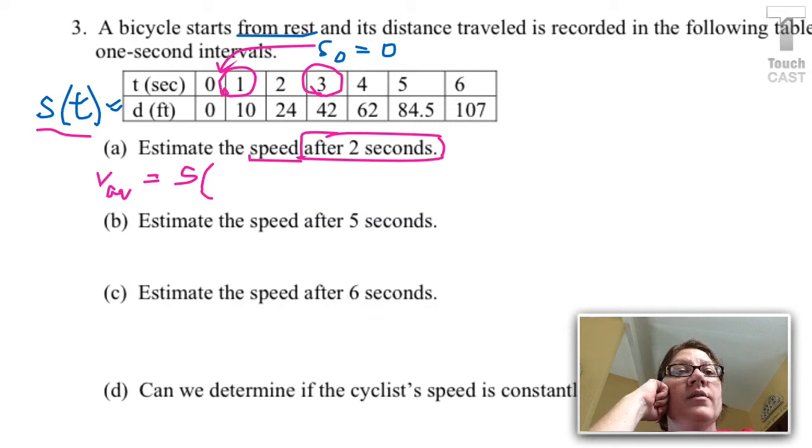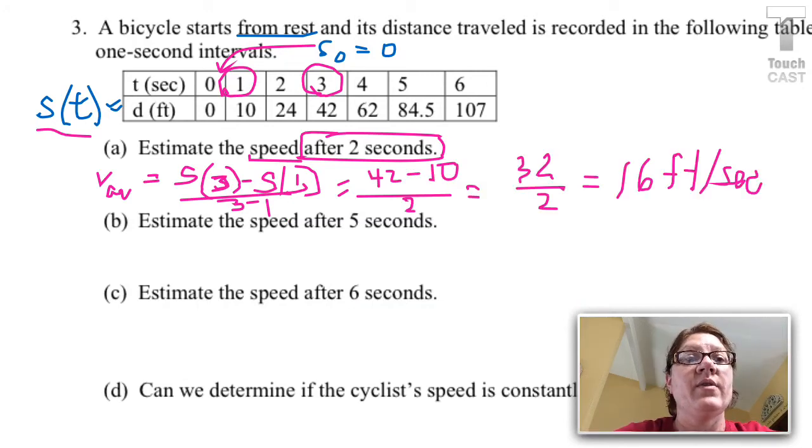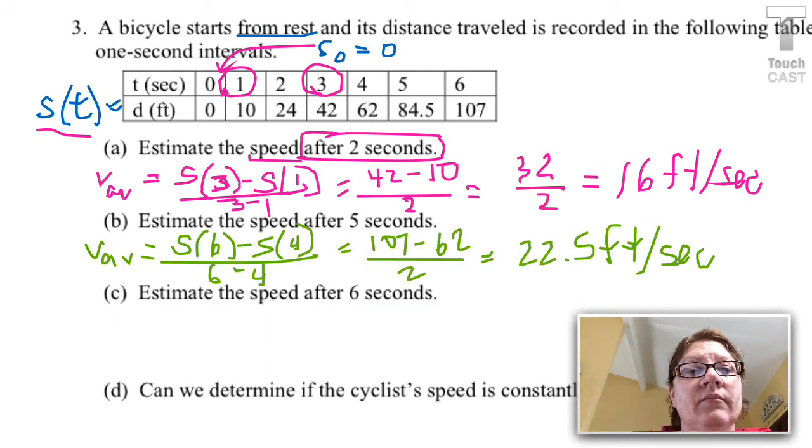So I'm going to look at s of 3 minus s of 1 over 3 minus 1, which is 16 feet per second. So I would like you to pause the video and actually do the next one. Remember, after 5, where would I be looking? What 2 values would I use?